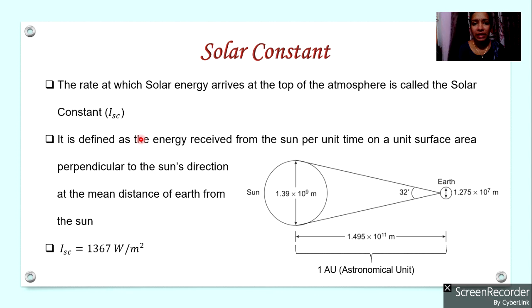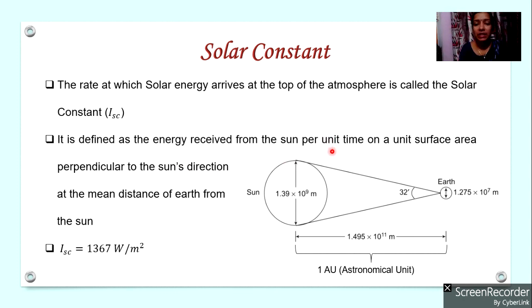Now we can define this solar constant as the energy received from the sun per unit time on a unit area perpendicular to the sun's direction at the mean distance of the earth from the sun. So it is the energy received from the sun per unit area. That area should be perpendicular to the direction of sun's rays. Sun's direction means the direction in which sun's rays are coming.